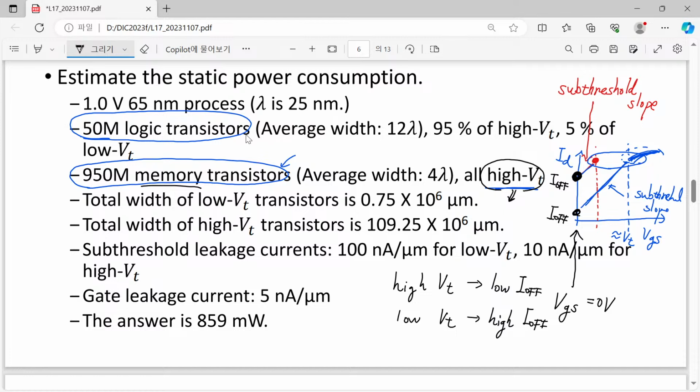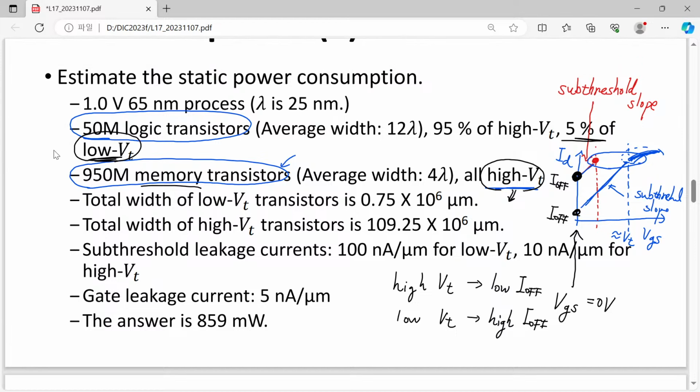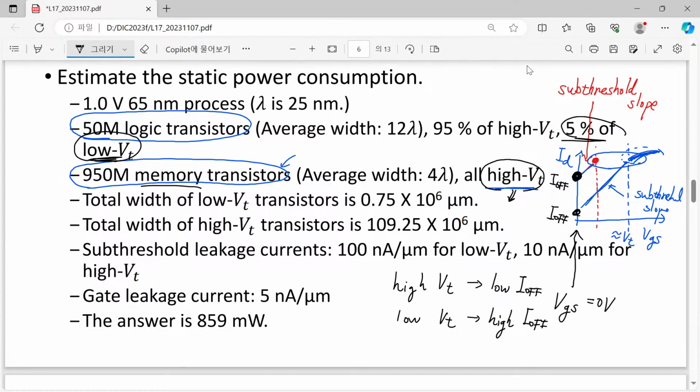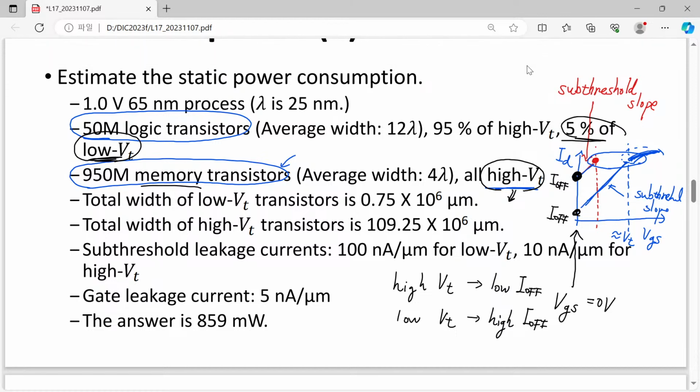And in the case of logic gates, 5%, 50 million, and among them only 5% have relatively low VT. They are assigned to this technology because they are really on the performance-critical path. So a small fraction of our transistors are assigned to the most powerful job, and all the others just do the conventional job, not that performance hungry, so they have relatively high VT.